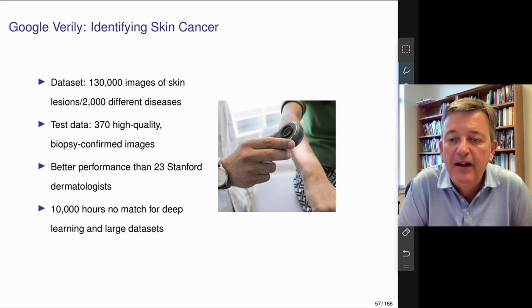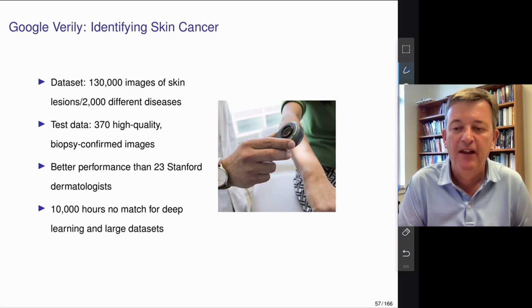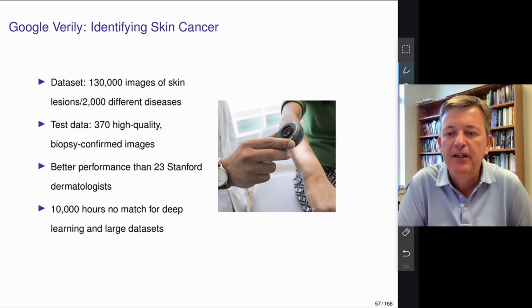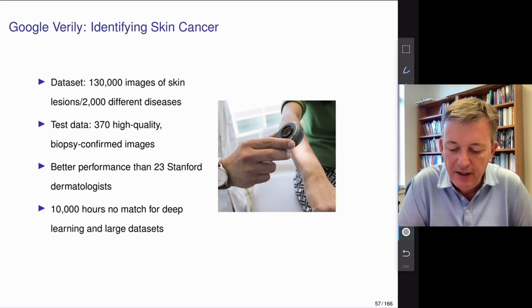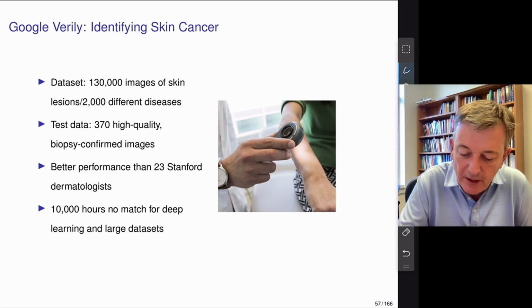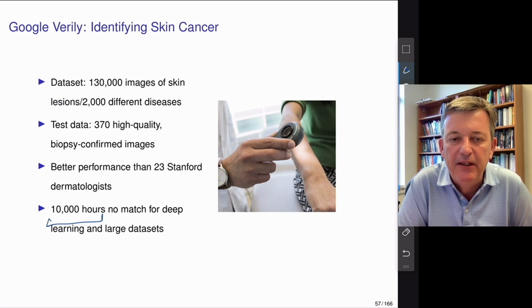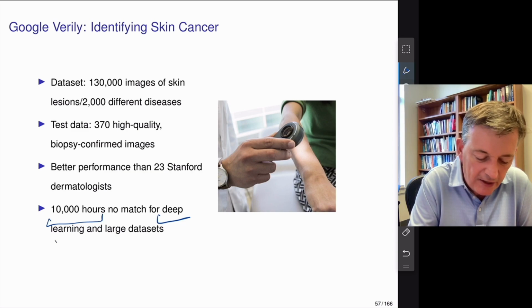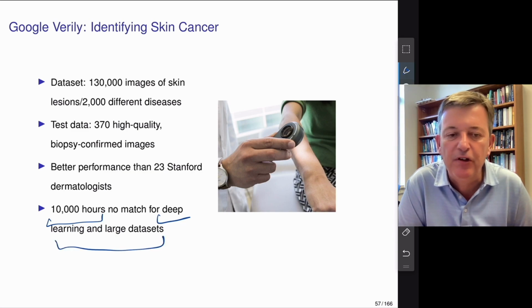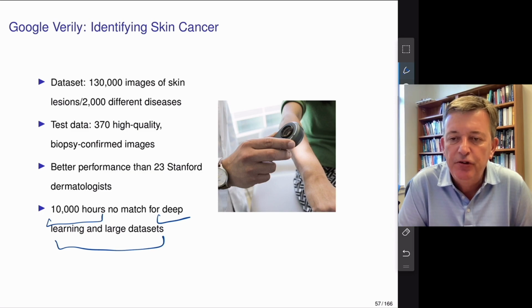So again, this is something that's interesting, is that most humans, when they train at something, I guess the magic is at the Malcolm Gladwell rule is you take 10,000 hours to train. Well, maybe the idea is that because deep learning can look at these big data sets, it can look at 130,000 images and fit a deep neural network. Really, human training is absolutely no match for deep learning and large data sets. So just like humans can't beat computers at chess now, humans aren't going to be able to beat computers at things like skin cancer diagnosis.